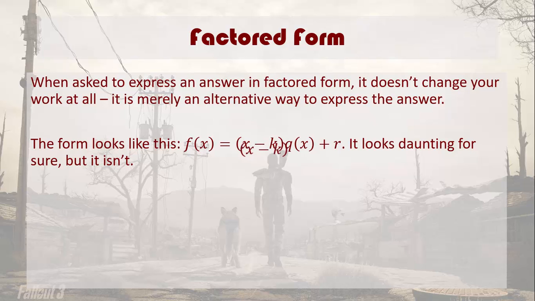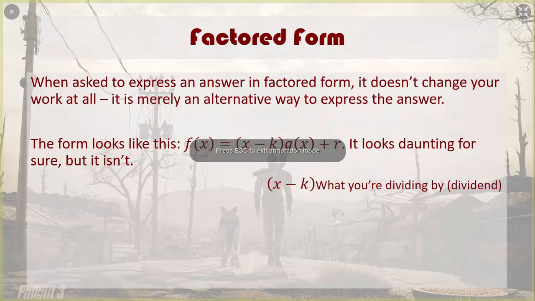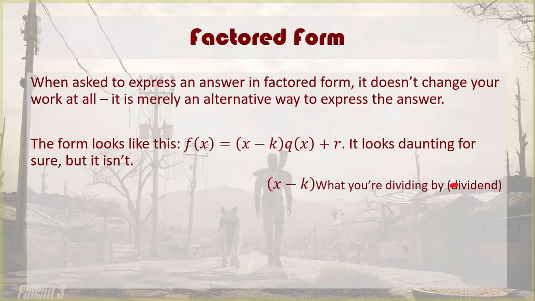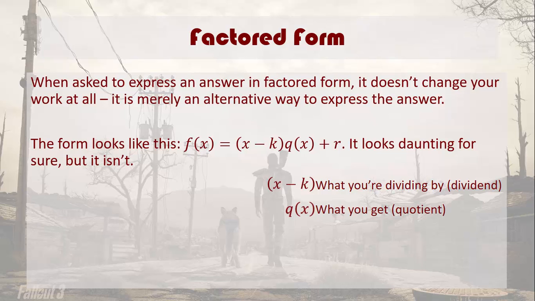Alright, so let's go over that again. X minus k is what you're dividing by, which is called the dividend. No, that's not true. I got to scratch that. It's the divisor. Alright, continuing on. So scratch that. Make sure you make that adjustment. What you get is the quotient, and r, of course, is the remainder.